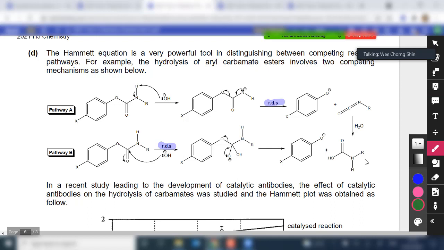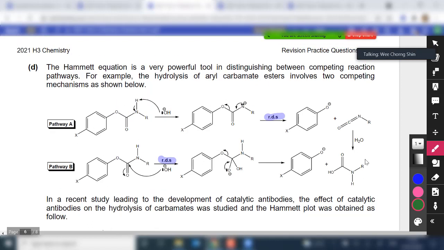Okay, so first, pathway A, deprotonate the protonic hydrogen from the carbamate. This is called carbamate, by the way. You don't have to know the name, but this is called carbamate. It's not amide, because the other side got O. But no need to know, as in just to tell you, okay?